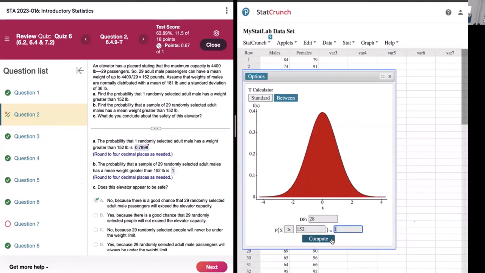Yep. That's why I got it wrong on the other one, I think. You use the T calculator for part B, because obviously... Oh, you use the T calculator for most everything. For part B, but I'm trying to figure out how to get the first one.